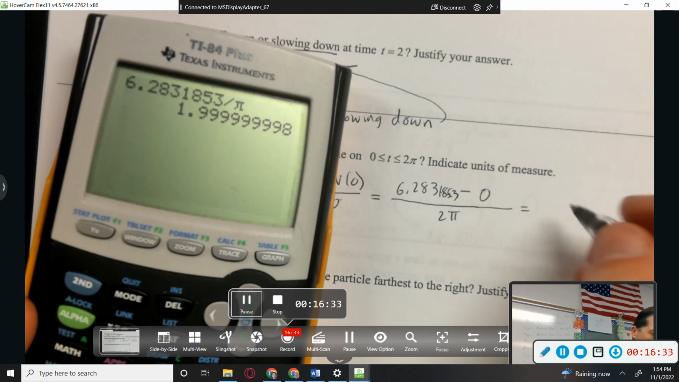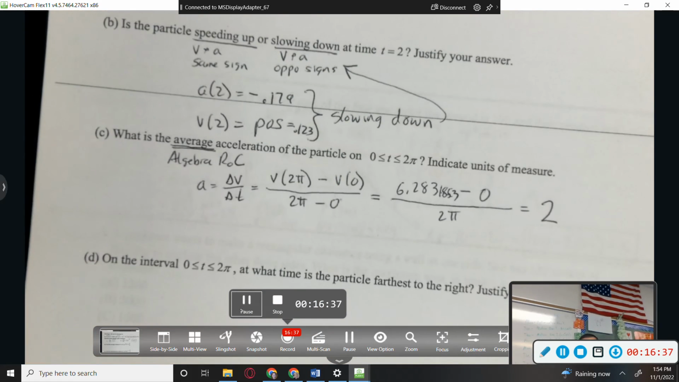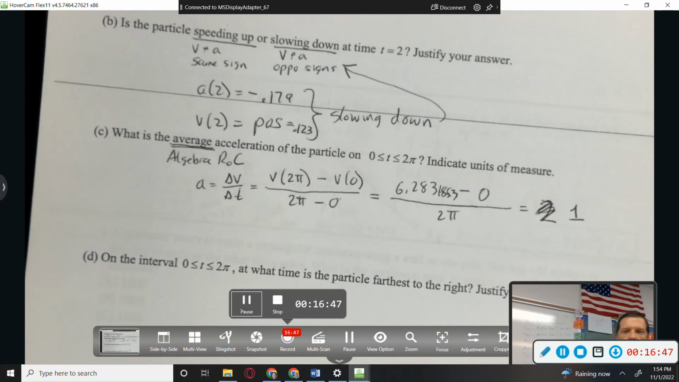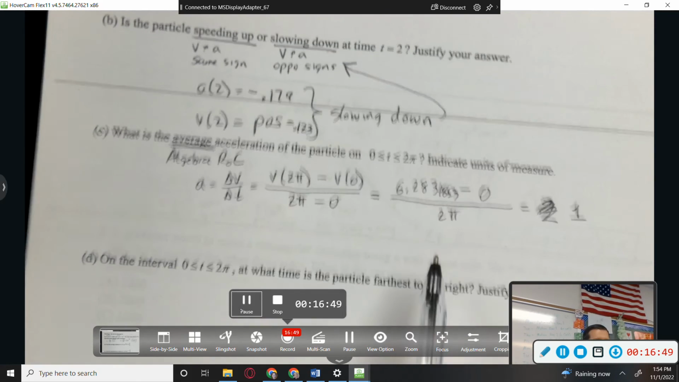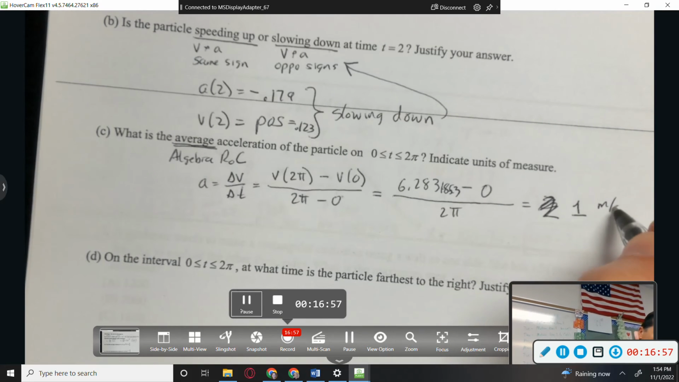That's just pi. That's 2. So you divided it by pi. You didn't type in 2 pi. Oh, I didn't type in 2 pi. So it should just be 1. 2 pi is 6.28 whatever. Okay. So the answer is 1. Units of measure. Well, acceleration, meters per second squared.